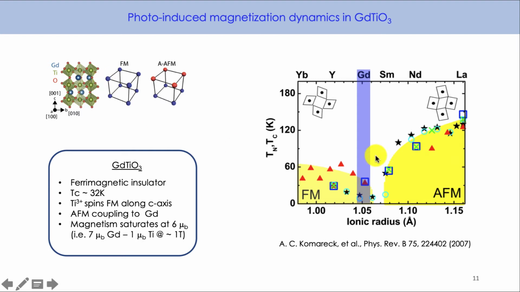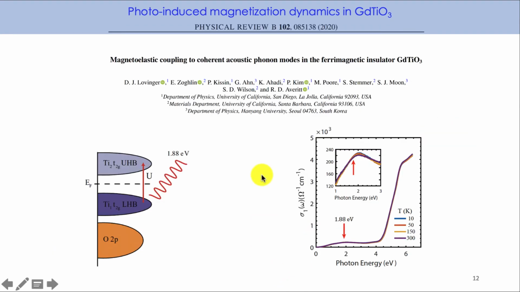So we've gotten single crystals of this material, and we've been starting to investigate its magnetic properties. What I'm going to tell you about now is a paper that was recently published on magnetoelastic coupling to coherent acoustic phonon modes in this material. This is a nice collaboration that was led by a student in my group, Dylan Lovinger, who's now graduated. It's a collaboration with people at UC Santa Barbara, from where we got the crystal and also some theoretical input, and also Soon-Jae Moon, who helped us do these optical conductivity measurements shown right here.